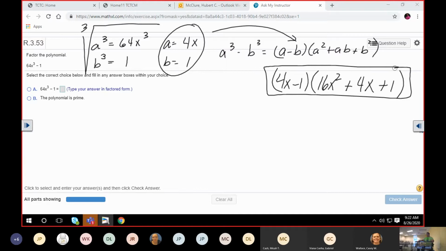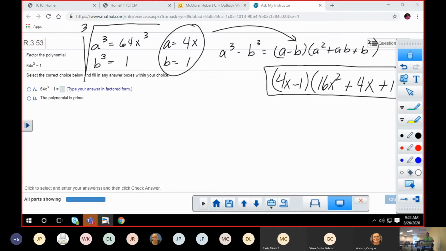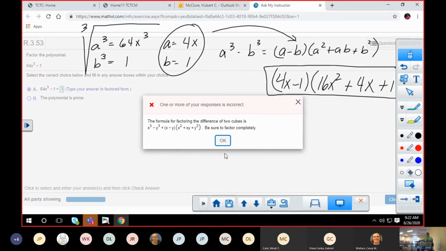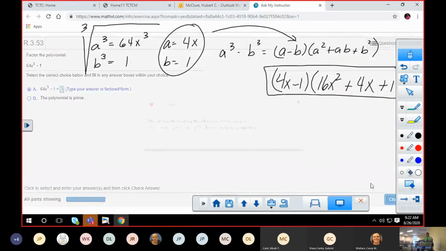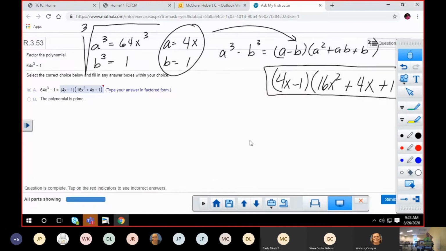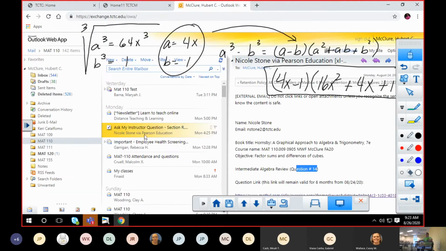Let's check it just so we can see if Hubert knows what he's doing. And the answer is 4x minus 1, 16x squared plus 4x plus 1. Ding! So everybody feel good about themselves? All right. So that's the homework questions that's been sent so far.